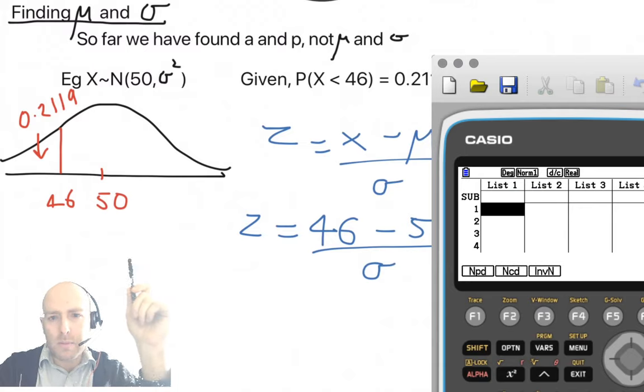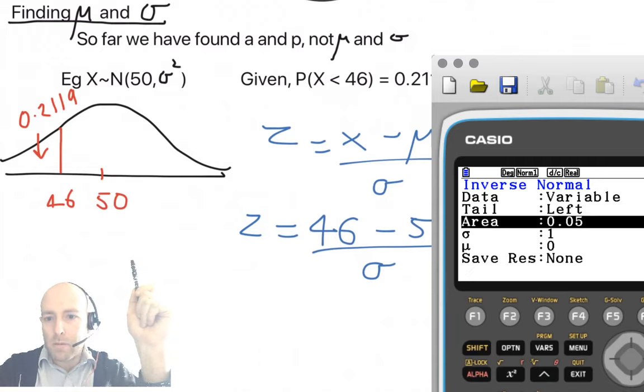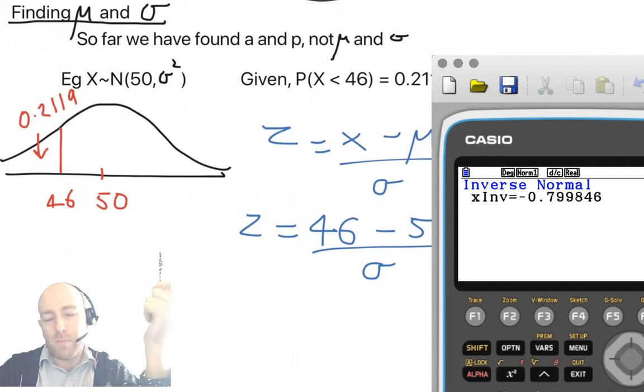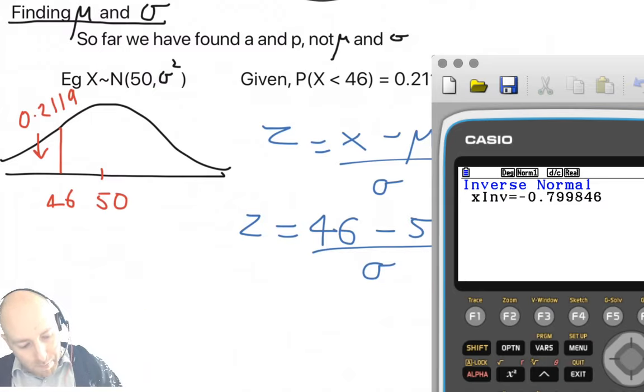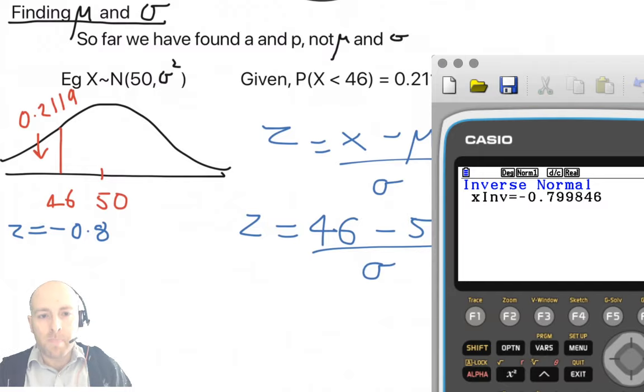normal. Now we know the probability, so it's an inverse normal question. Our tail is to the left, so you could do this straight away, nice and easy on the class quiz. Area 0.2119. Sigma, well, this is a standard distribution, so sigma is 1, mu is 0. We can't sketch it because it's inverse. Put equals, and we get z equals minus 0.7998. So let's write that down. z is minus 0.8, let's just call it 0.8 because that would round.